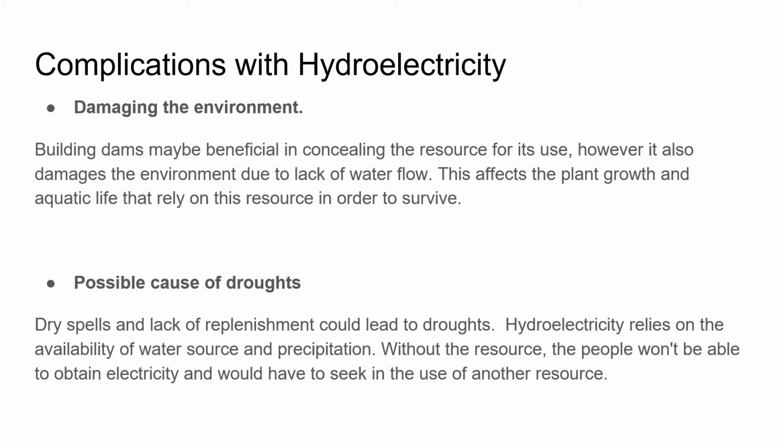Another one would be a possible cause of droughts. Dry spells and a lack of replenishment could lead to these droughts. Hydroelectricity relies on the availability of water and precipitation. Without this resource, the people won't be able to obtain electricity and would have to seek the use of another resource.